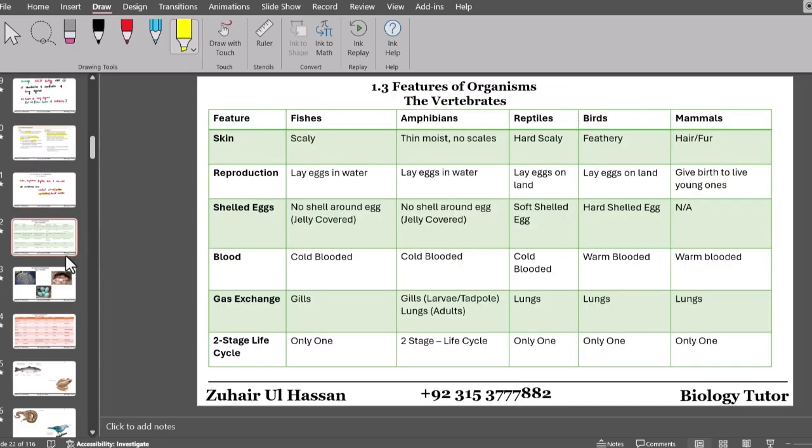Now if we talk about each of these groups of vertebrates, here we have different features such as the skin, their reproduction, and whether they are cold-blooded or warm-blooded. So let us start with the skin. Fishes have scales present on their skin. Amphibians don't have any kind of scales, and their skin is very thin and moist. Just like the fishes, reptiles also have scales, but the skin of a reptile is very hard. Birds have feathery skin, they have feathers present on the skin. Mammals have hair or fur present on the skin, just like here in the diagram.